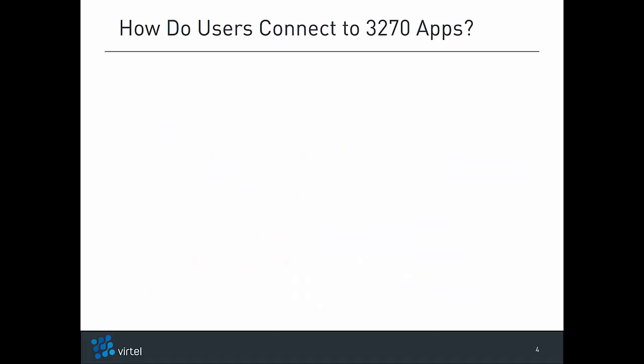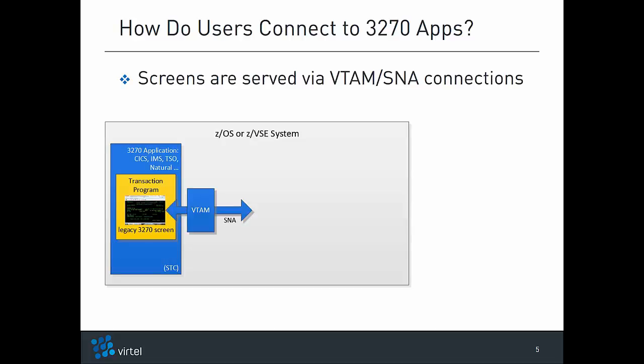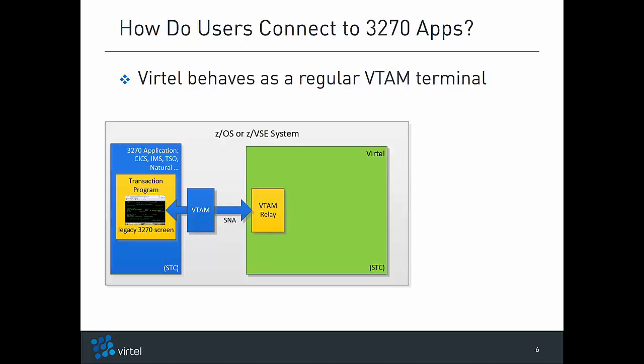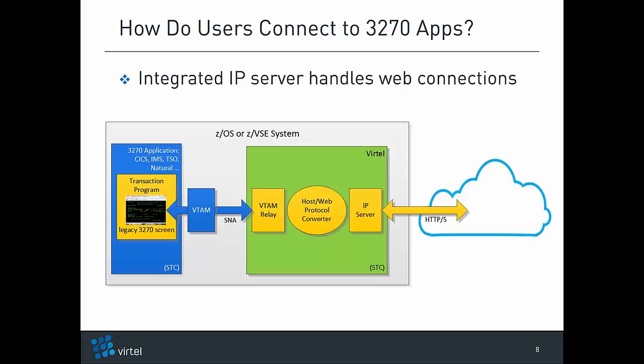Now let's see step by step how Virtel Web Access connects users to their 3270 applications. 3270 applications, such as CICS, IMS, and TSO, have a screen-based user interface. The screens are served to users via VTAM SNA connections. Virtel Web Access, which runs as a started task on the mainframe, behaves as a regular VTAM terminal. But behind the VTAM relay are a protocol converter between host and web connection technologies, and an IP server which manages the HTTP connections with web users.